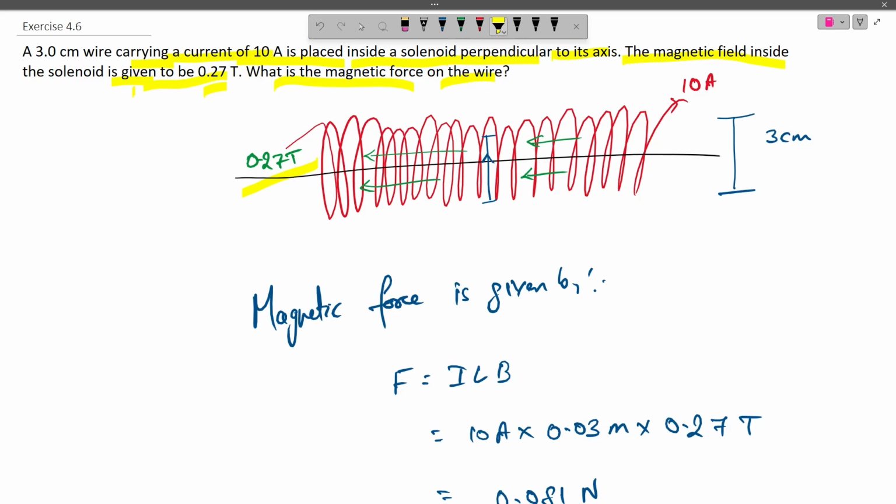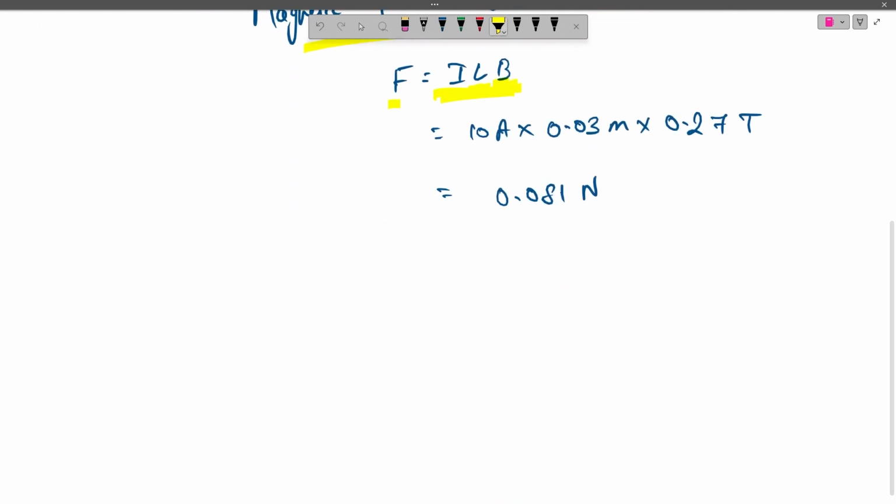So we know that magnetic force is given by F equals ILB, where I is the current, L is the length of the wire, and B is the magnetic field. By substituting the given values in this formula, we will get a value of 0.081 Newton.